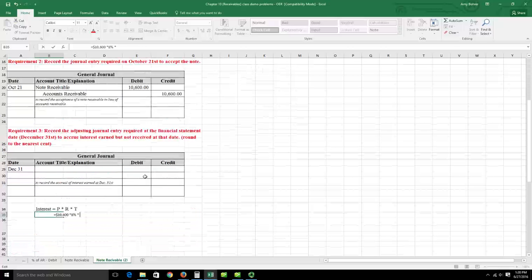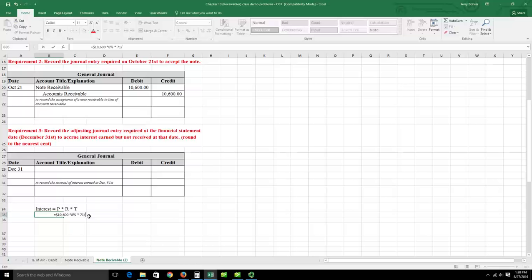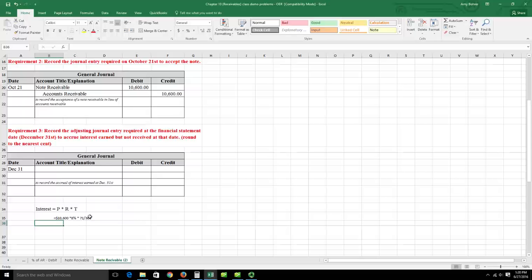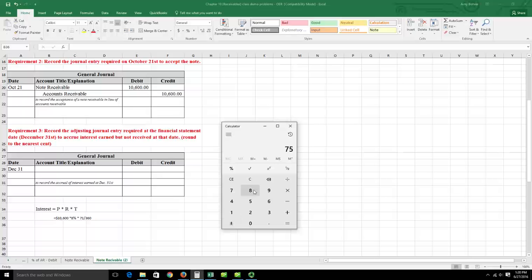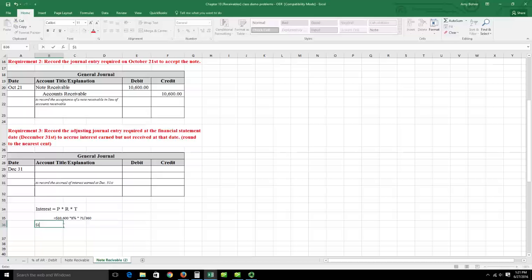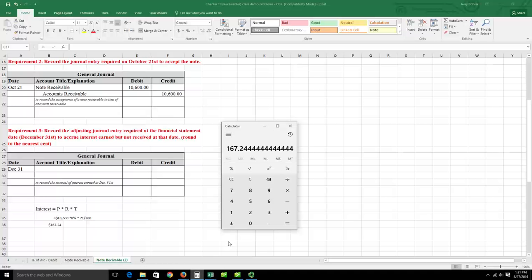we have earned. So 71 divided by 360, because remember, in finance, we always use 360 days for a year and not 365. And because this rate is expressed as an annual interest rate, time has to also be expressed as an annual amount. So then I just have to do the math here. Let me pull up my calculator. 71 divided by 360 times 8%, and when you convert that to a decimal, it's 0.08, times 10,600. So $167.24. That's what we came up with.